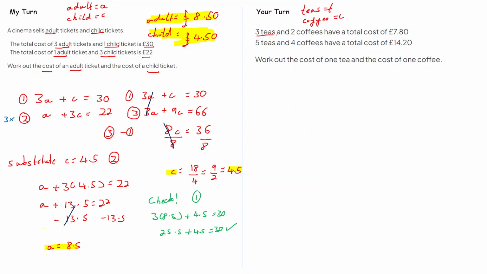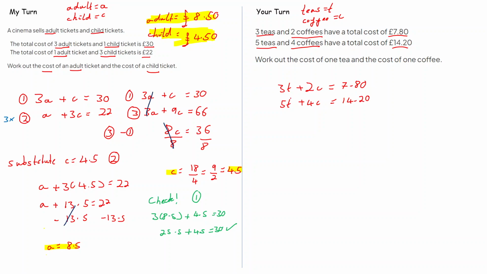So the first one, I've got 3 teas and 2 coffees makes a total of £7.80. So I've got 3T add 2 coffees, so 2C, equals a total of £7.80. The bottom one, I've got 5 teas, add 4 coffees, makes £14.20. So 5T add 4C makes a total of £14.20.